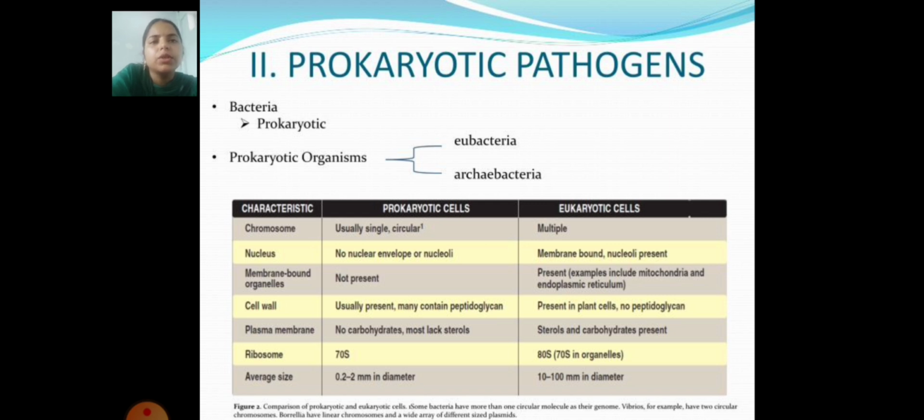Prokaryotic cells have no nuclear envelope or nucleoli. In eukaryotic cells, a membrane bound nucleolus is present. Membrane bound organelles are also a characteristic, and they are not present in prokaryotic cells. Examples in eukaryotic cells include the mitochondria and the endoplasmic reticulum.